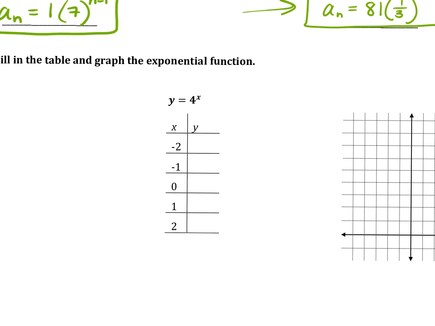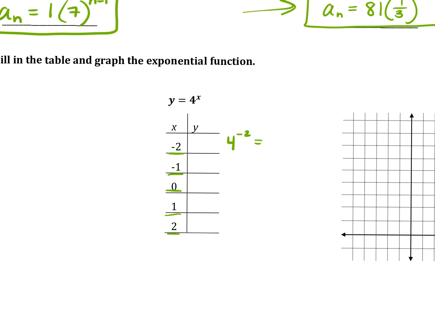Okay, this one says fill in the table and graph the exponential function. So remember with exponentials, there's an asymptote. There's some line that it's never going to hit. You're going to drop in these 5 numbers to figure out what your y value will be. So the first one is 4 to the negative 2nd power.